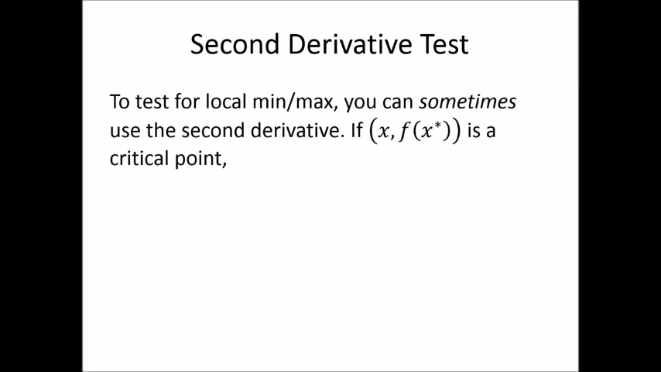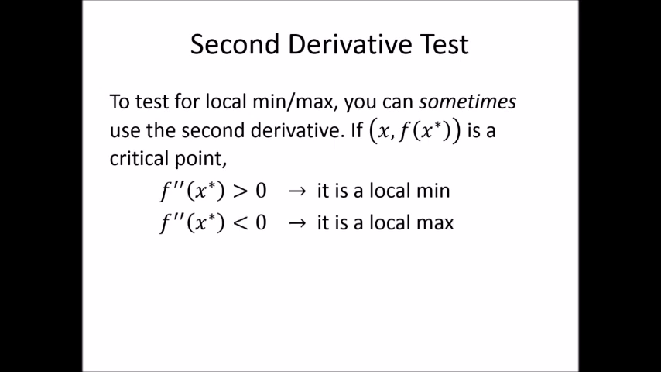The second derivative is one way that you can tell whether a critical point that you have is a local minimum or a local maximum. So if you have this critical point and you take the second derivative and the second derivative is positive, at that point you can conclude that it is a local minimum. At that point, if the second derivative is negative, you can conclude that it is a local maximum.